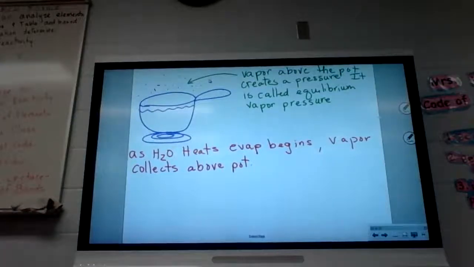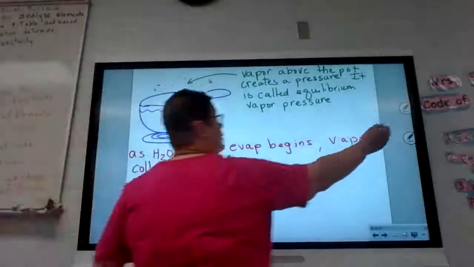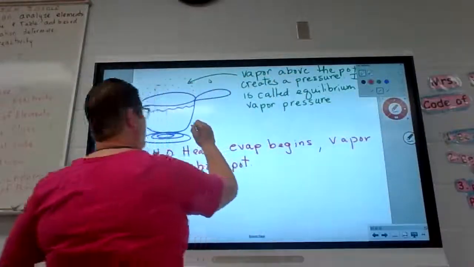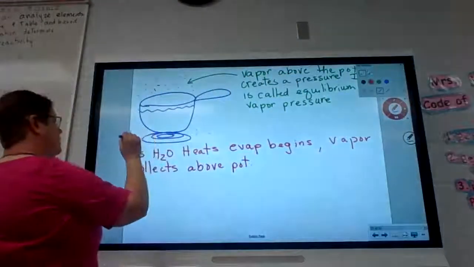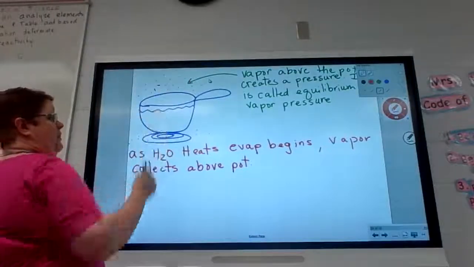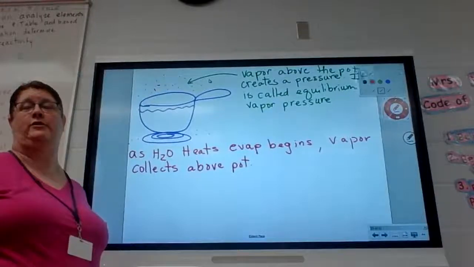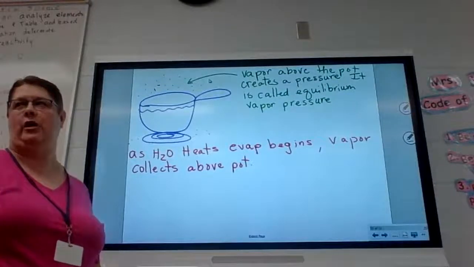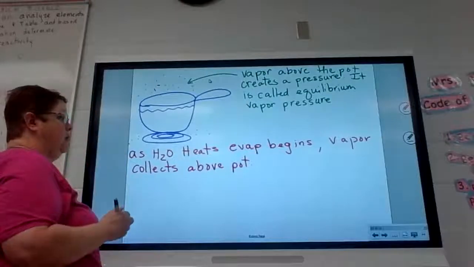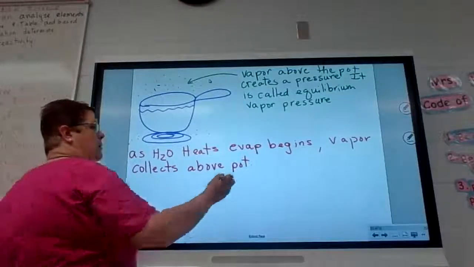So every time you heat water, as the water heats, evaporation is going to begin. Now, is this a closed system? No, it's not. So you're going to wind up with evaporated particles down here beside the stove. You're going to wind up with it above the stove, which is why you lose part of your water, and it evaporates or vaporizes every time you heat water. Okay? So the vapor collects above the pot.